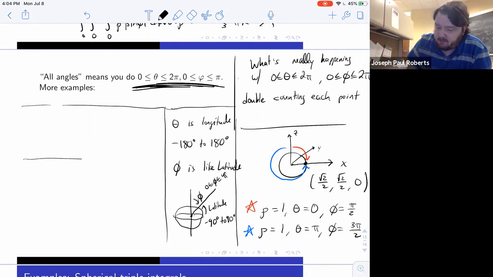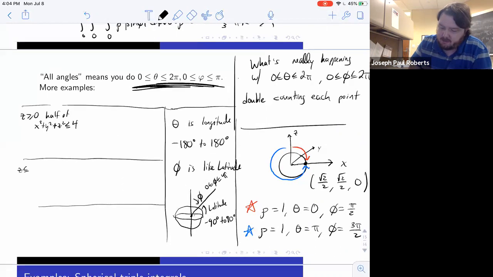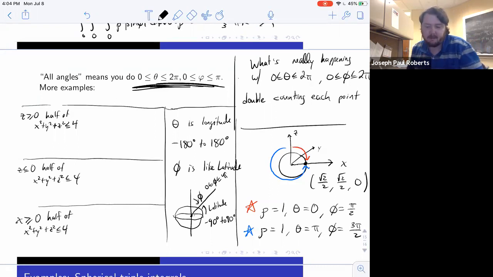So I just want to do 3 quick examples here. Let's say I want to do the z positive half of x squared plus y squared plus z squared less than or equal to 4. Let's say I want to do the z less than or equal to 0 half of x squared plus y squared plus z squared less than or equal to 4. And let's say I want to do the x positive half of x squared plus y squared plus z squared less than or equal to 4.